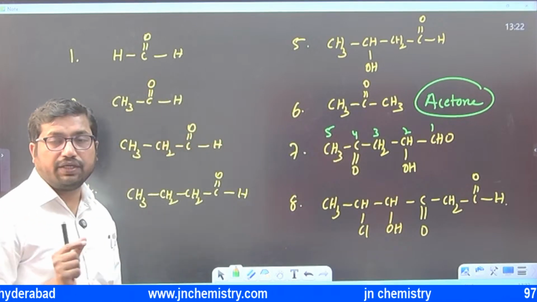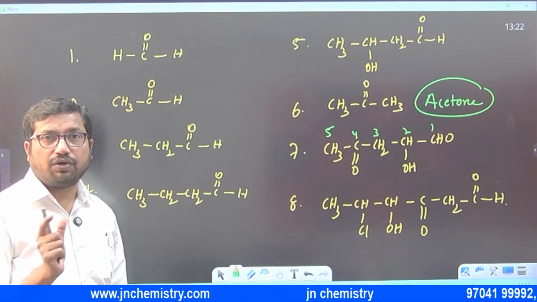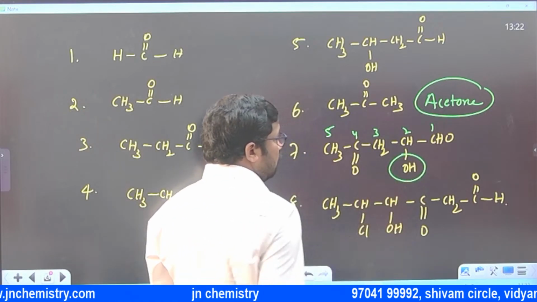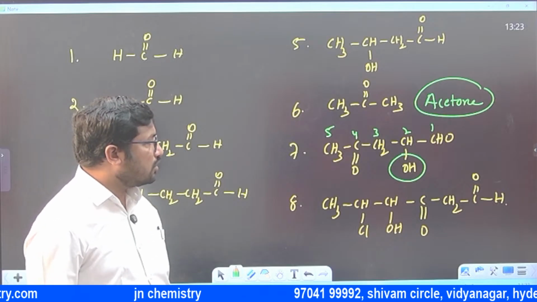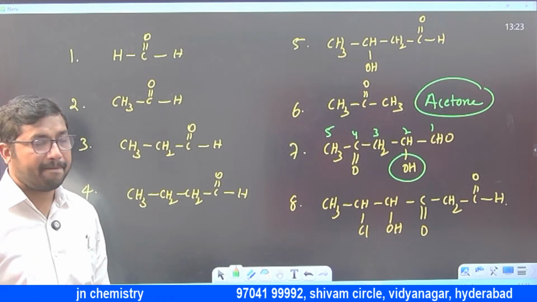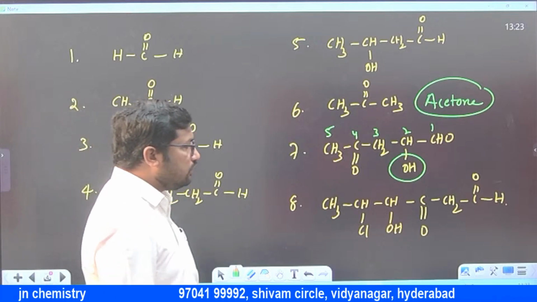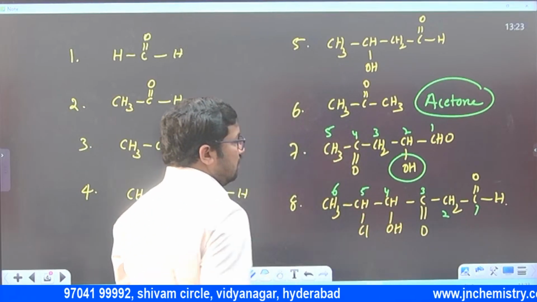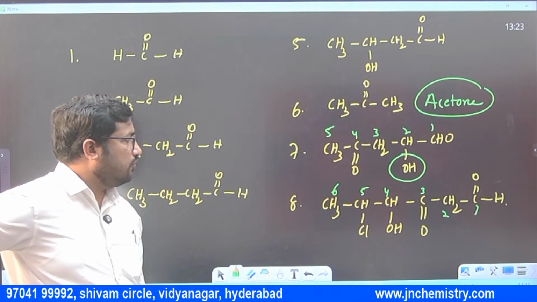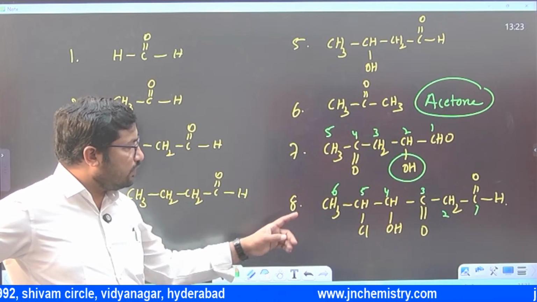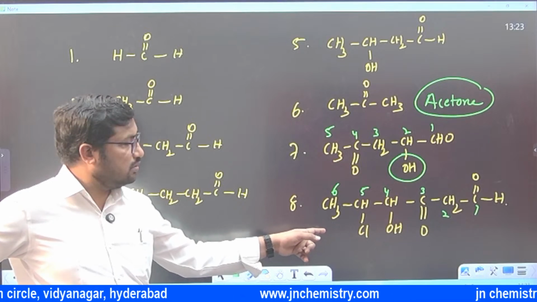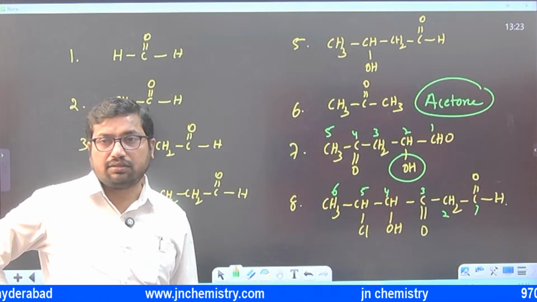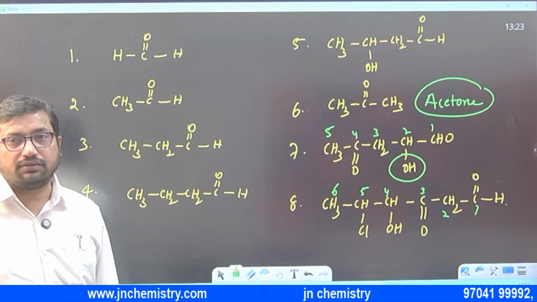Here also when two substituents are coming, we need to follow the alphabetical order. 2-hydroxy, 4-oxo or keto, pentanal. So the last one, 1, 2, 3, 4, 5, 6. Tell me. 4 hydroxy, sorry, 5 chloro first, C is coming first. So then 4 hydroxy, 3 keto, hexanal.